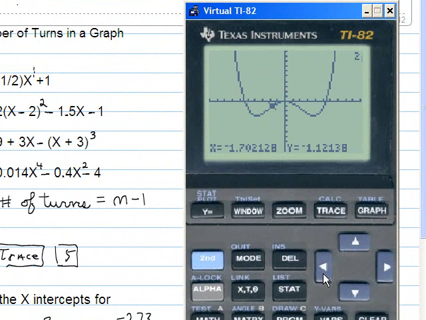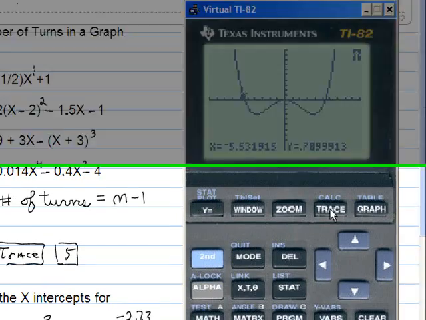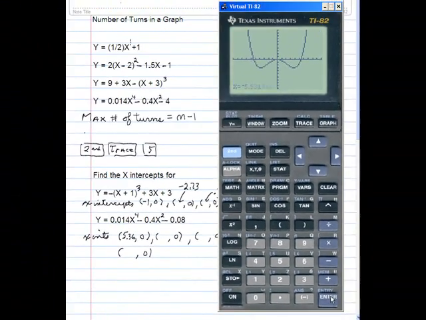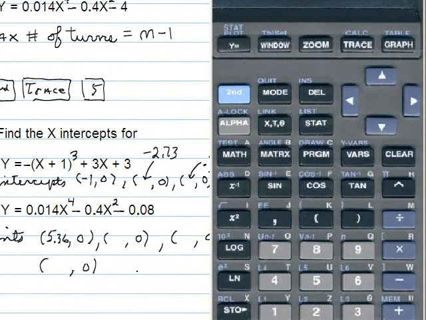Over to that other intercept, I should say. Get kind of close to it. There, that's kind of close to it. I'll do a second trace 5. And it says, what's the first curve? I hit enter. What's the second curve? I hit enter. And then it says, give me a guess. Again, that means get your little tracer very close to where they cross. Well, the tracer is close to where they cross. So I hit enter again. And it says my second x-intercept is at negative 5.36, which is what we thought it was going to be.